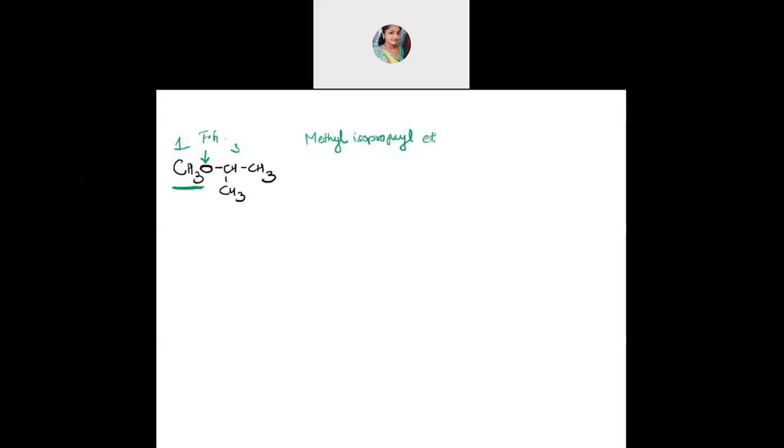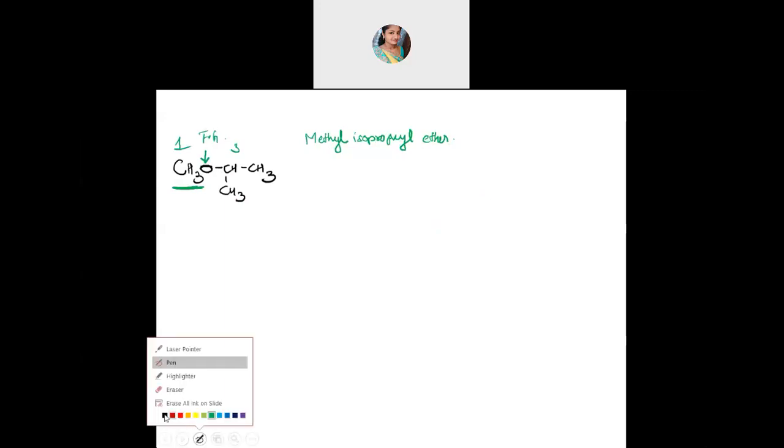So you should see how the propyl is arranged. It doesn't cause this problem with 2 carbons or 1 carbon, but with 3 carbons you can arrange them in a straight chain fashion or in a branched chain fashion. So, methyl isopropyl ether. Got this name? Isopropyl comes only for the common name. Now give the IUPAC name of this compound.